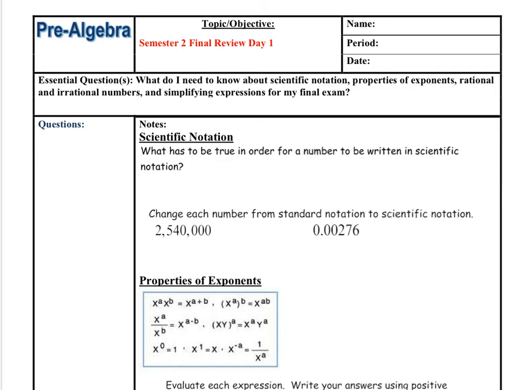Okay, so today we're going to be reviewing mostly things from first semester. We're going to start with scientific notation.